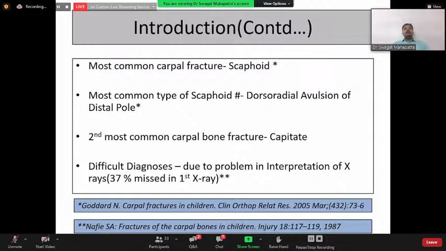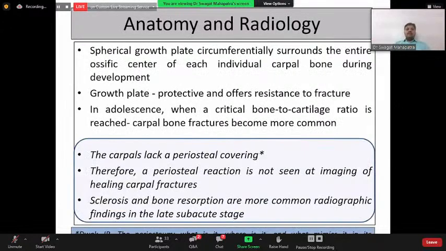So all carpal bones are surrounded by a growth plate and have an ossific center. So this growth plate offers protection and resistance to fracture. However, as the child grows, in adolescence, when a critical bone to cartilage ratio is reached, carpal bone fractures become more common. So carpal bone fractures are usually in an adolescent rather than a small child.